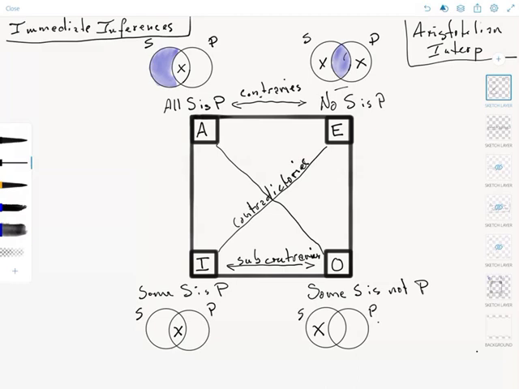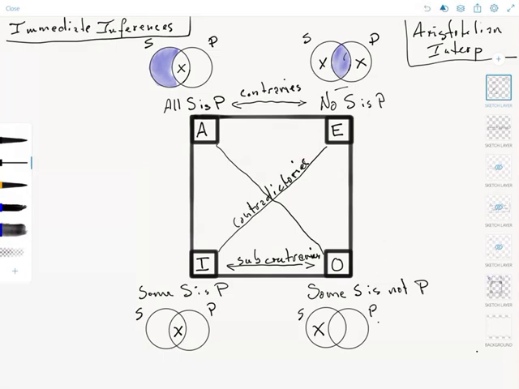So how does that work practically speaking? Well, if you knew, for instance, that some S is not P is false, so we can assign false to that, then what do you know about the corresponding I? Well, because subcontraries cannot both be false, the corresponding I would have to be true. So that's an immediate inference that we can draw based on the relationship subcontraries.